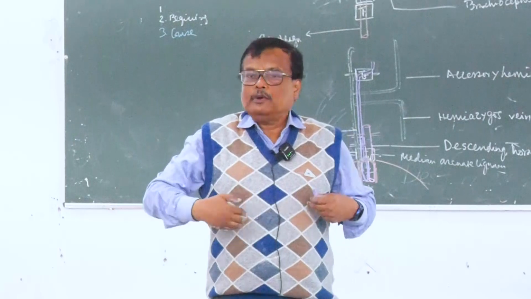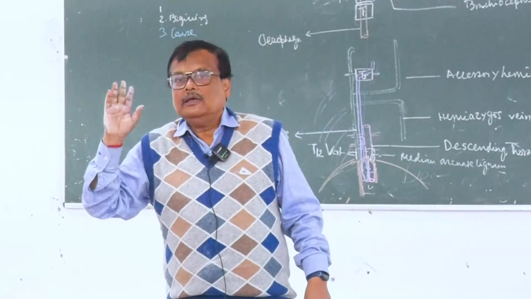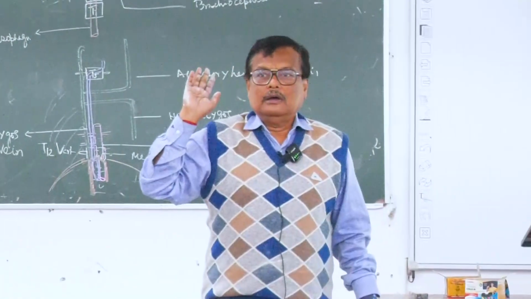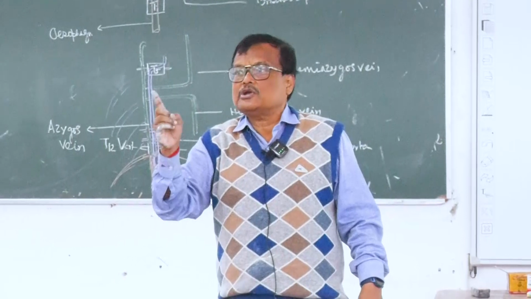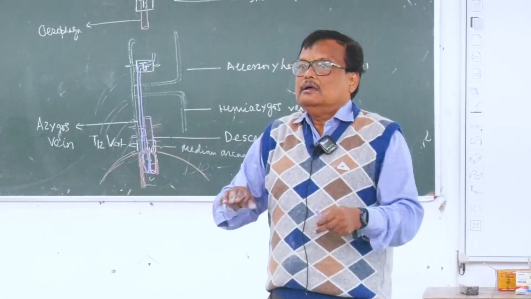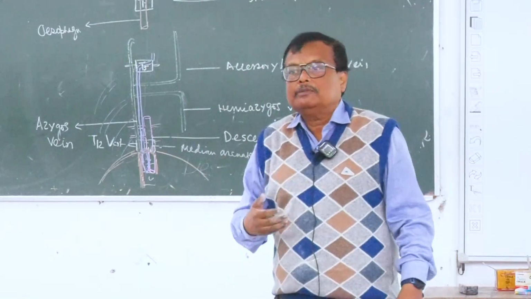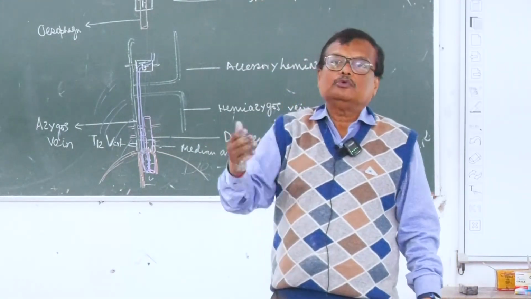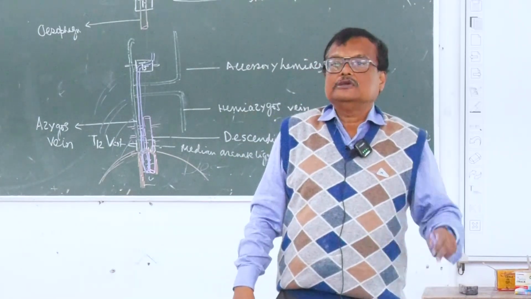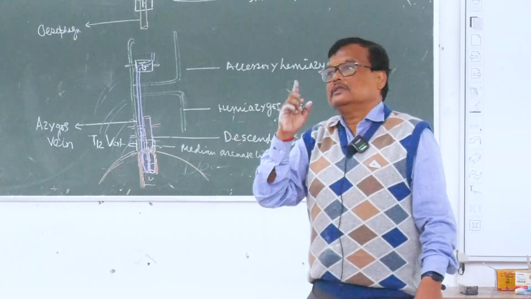If there is an anomaly, if there is some abnormality, that's a different thing. Otherwise, you must know where the structure is. Otherwise, you unnecessarily explore parts of the body, and it is detrimental to the operation, detrimental to the patient, and also to the anesthetist. So you must know where the parts are.